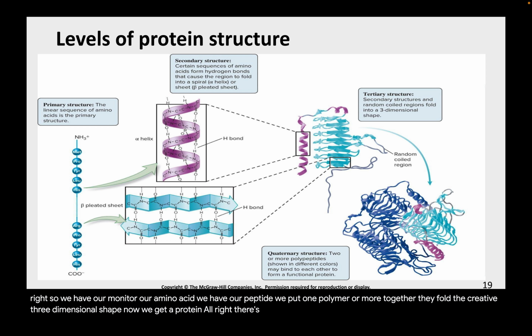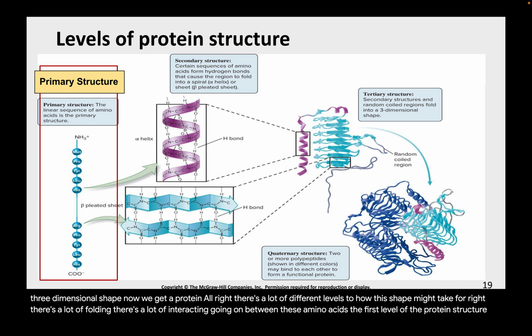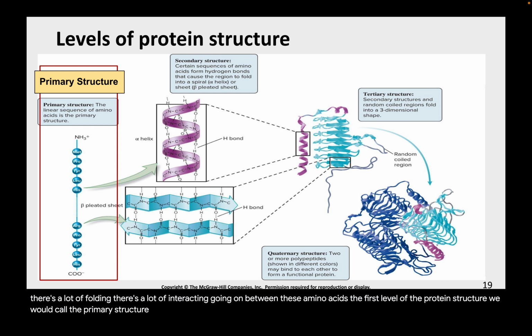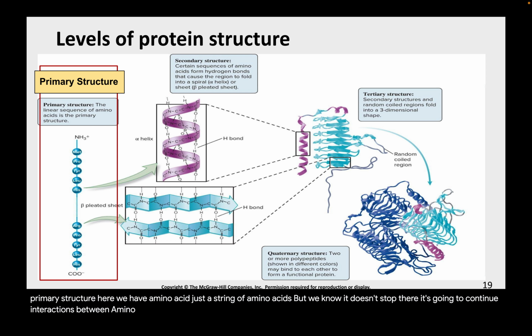All right, there's a lot of different levels to how this shape might take form. There's a lot of folding, there's a lot of interacting going on between these amino acids. The first level of the protein structure we would call the primary structure, and that simply is the order of amino acids. Think of that beads on a string molecule. This is our primary structure here. We have amino acid bonded to an amino acid, bonded to an amino acid. Just a string of amino acids. But we know it doesn't stop there. It's going to continue interactions between these amino acids beyond just a string of them.